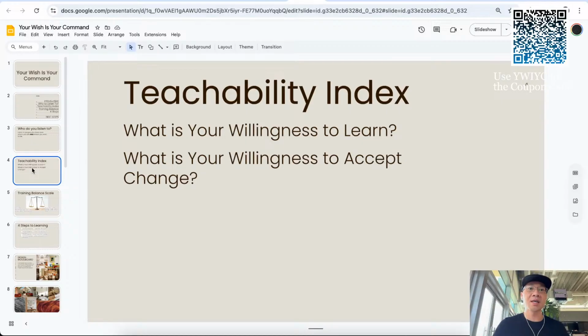So if you want to get this program, I'm going to show you guys in a little bit. I'm going to go through the Teachability Index right here. The next lesson in Kevin Trudeau's Your Wish Is Your Command is the Teachability Index.